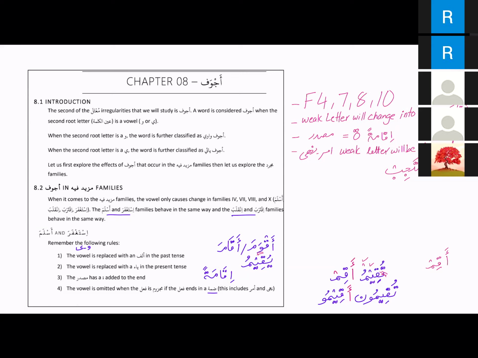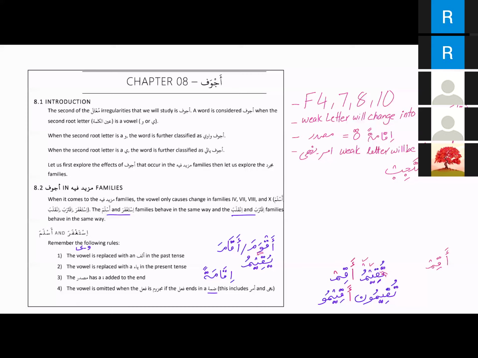When is it going to change into Alif? When it is Fail Madi. So in Fail Madi, the weak letter will change into Alif, and in Fail Mudari, the weak letter will change into Ya. The example is Qawama becomes Qama, and then family 4 will become Aqama, Aqama yuqimu. So we see that Waw, the weak letter, has changed into Alif in Madi, and in Mudari it has changed into Ya.